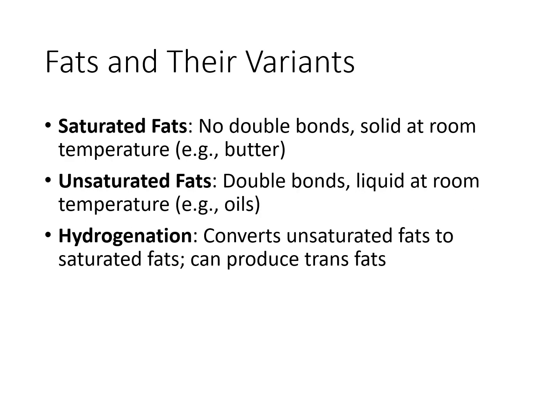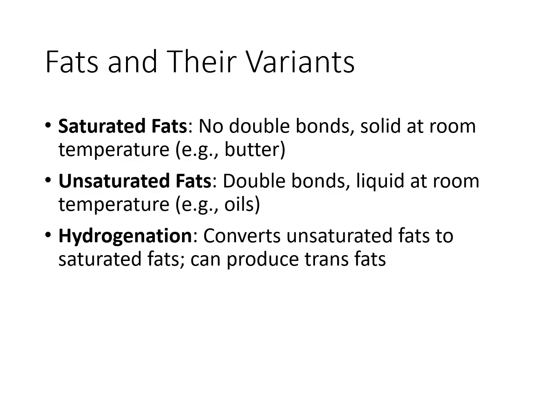Let's take a closer look at fats and their different forms. Saturated fats have no double bonds between their carbon atoms. This makes their structure straight and tightly packed, so they're typically solid at room temperature, like butter. Unsaturated fats have 1 or more double bonds, causing bends in the fatty acid chains. This makes them liquid at room temperature, as seen in oils.